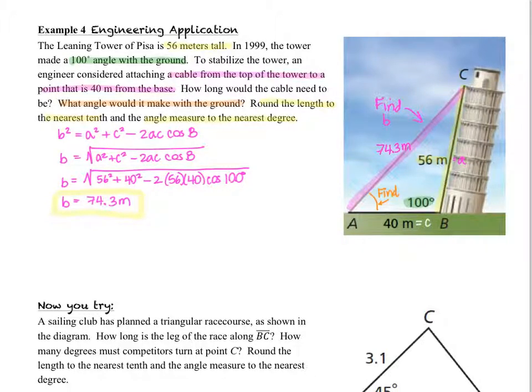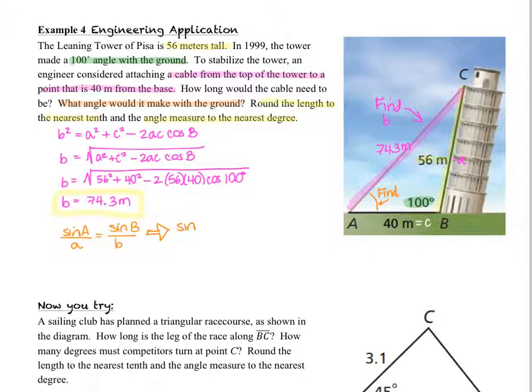Now we've got the measure of angle B and the length of side B. So we're all set up to use the law of sines to find the measure of angle A. To set up our proportion, we're going to use the sine of A over A because we're trying to find the measure of angle A, and that's going to be equal to, and we're going to use the pair that we have, sine of angle B over side length B.